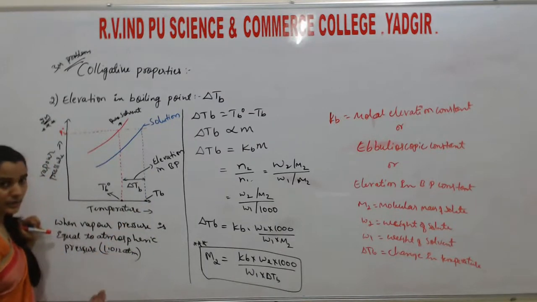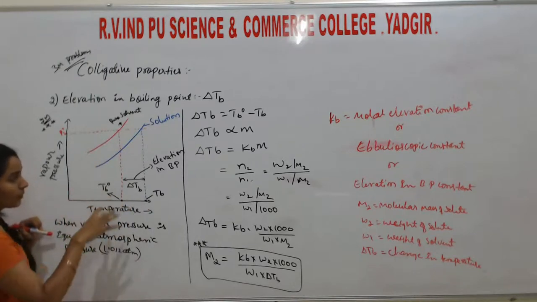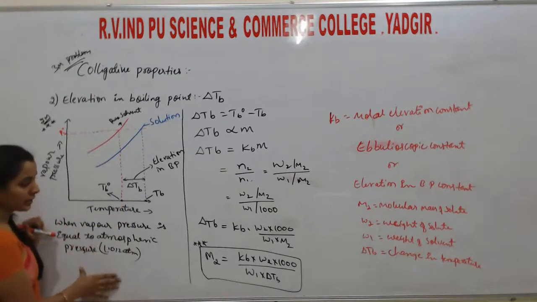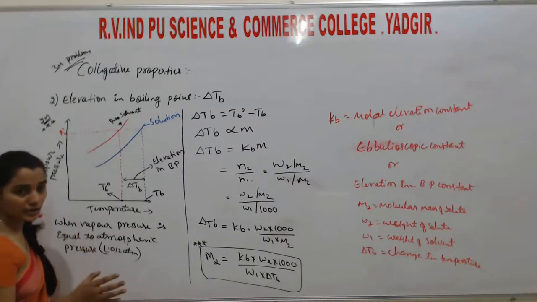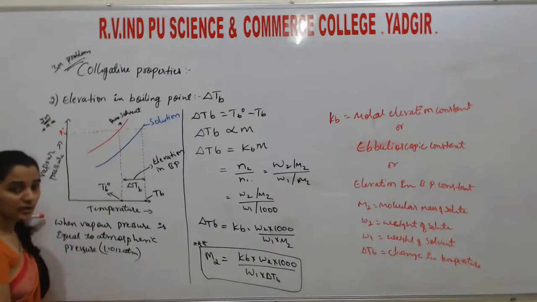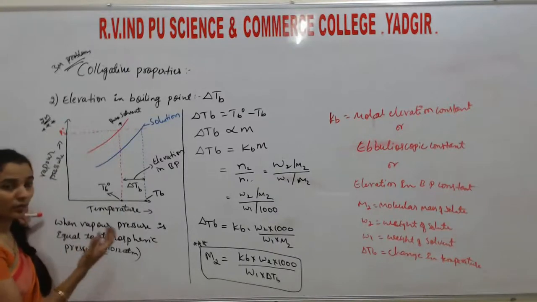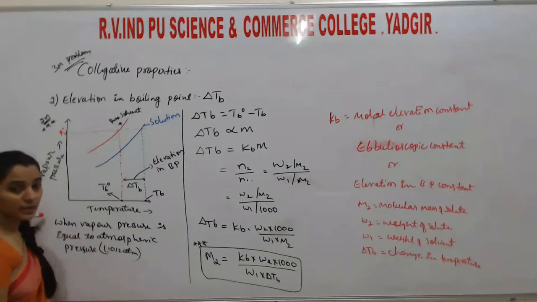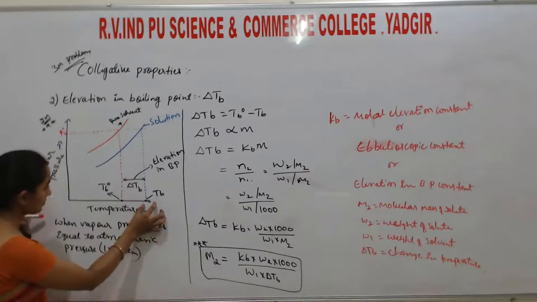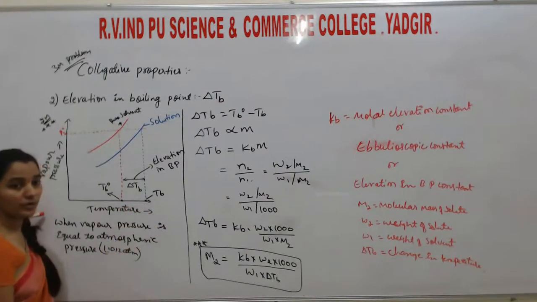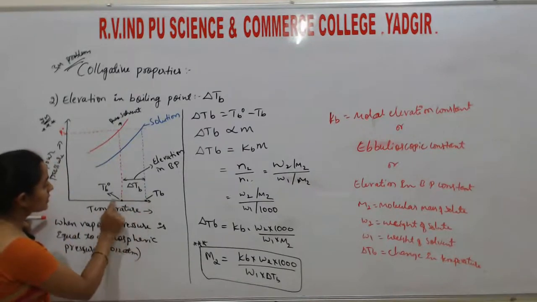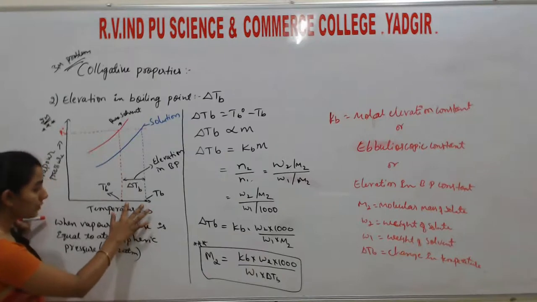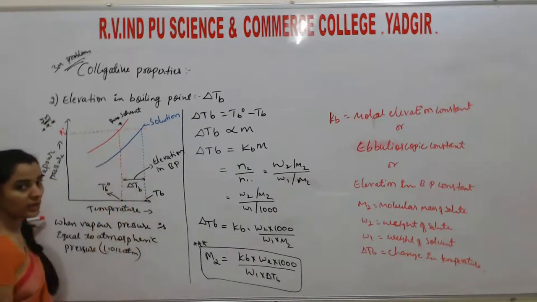For example, water is there. For that water, the vapor pressure is equal to atmospheric pressure at 100 degrees Celsius. If we add solute, the vapor pressure decreases. So to bring it back to 100 degrees Celsius, we have to apply some amount of extra temperature. Due to the addition of that extra temperature, there is a difference between the boiling temperatures of the liquids, the pure solvent as well as the solution.